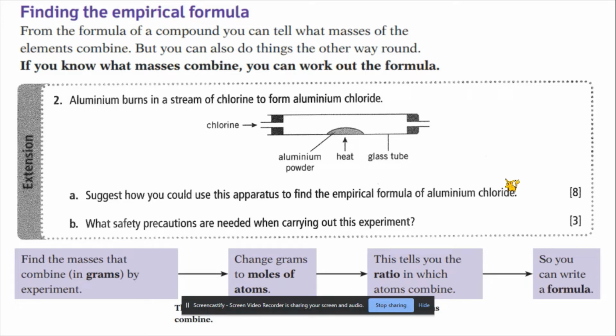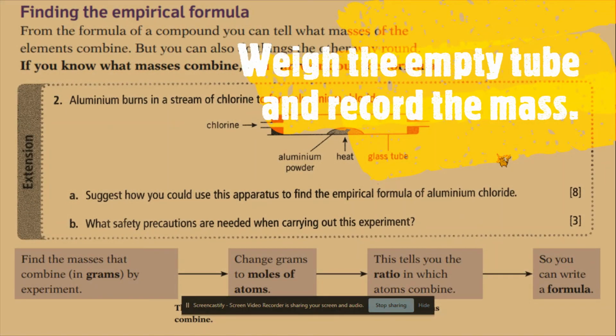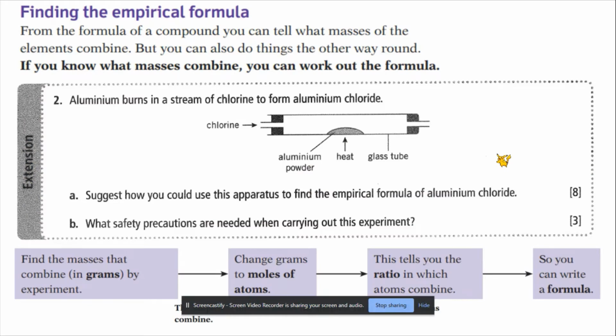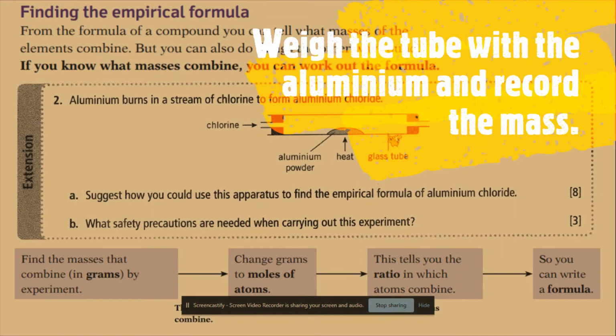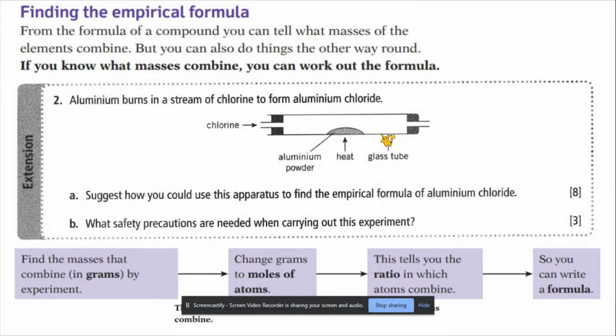Now, a smarter way of doing this would be to actually make sure that you are measuring exactly the right mass of aluminium that you're starting off with. So in order to do that, you'd get a clean, dry glass tube. You would weigh that glass tube, make sure that it's empty, make sure it's dry, particularly for this experiment as well. Then you would add your roll of aluminium or your scoop of aluminium powder. You would weigh it again to find the mass of your aluminium.